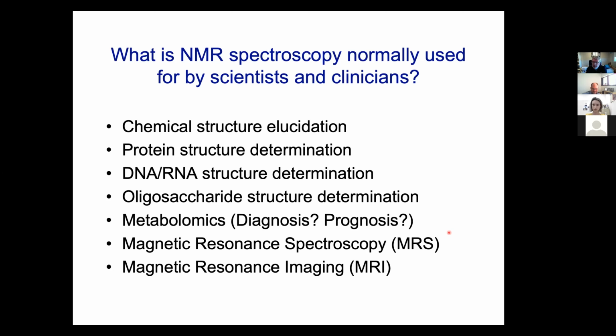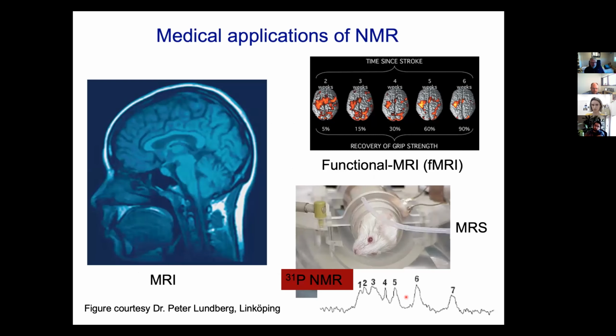But these days, magnetic resonance imaging is everywhere. Every self-respecting hospital does magnetic resonance imaging. And so these are all techniques that are NMR spectroscopy techniques. So here you see an image of somebody's brain. This is a picture that I got from a former PhD graduate student of mine, Dr. Peter Lundberg, who was at the University of Linköping in Sweden. And this is what you can see.